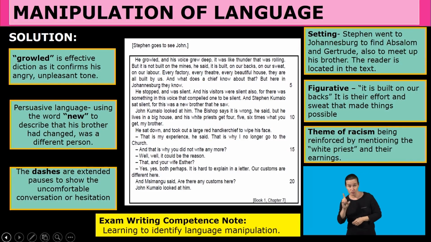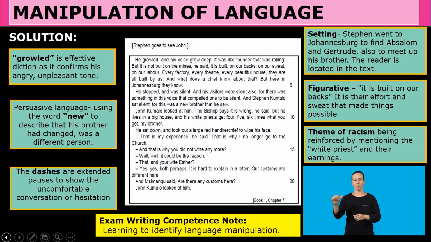Growled is effective diction. It confirms his angry and unpleasant tone. The persuasive language, using the word new to describe his brother, means he changed. There's something different about him. The dashes indicate extended pauses to show the conversation has become slightly uncomfortable, something that he can't deal with.